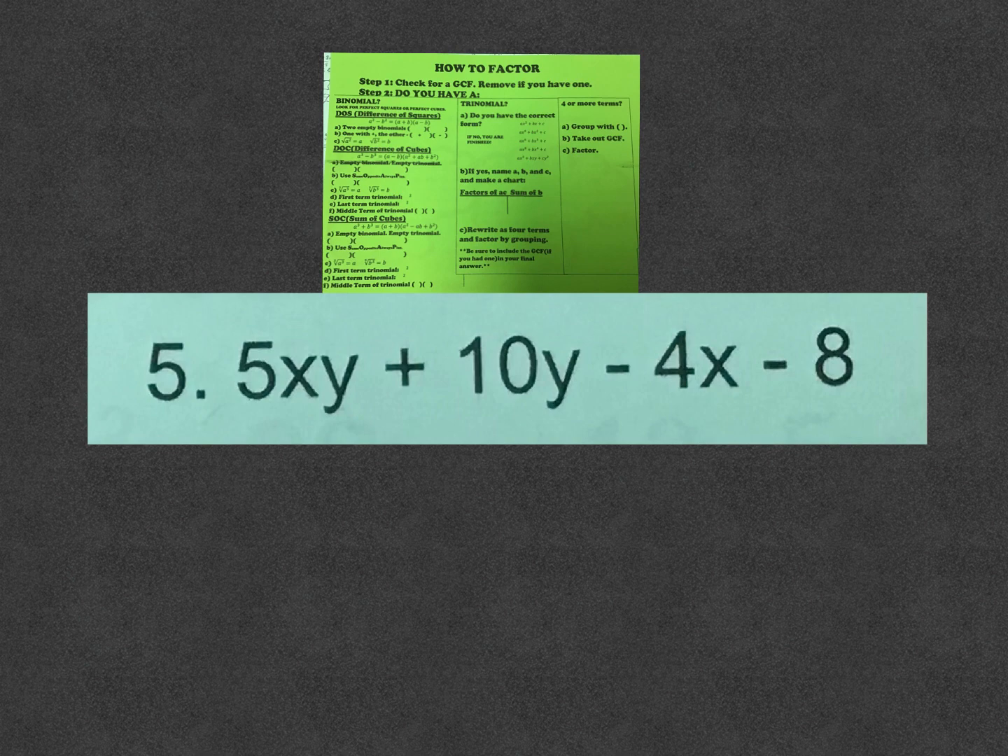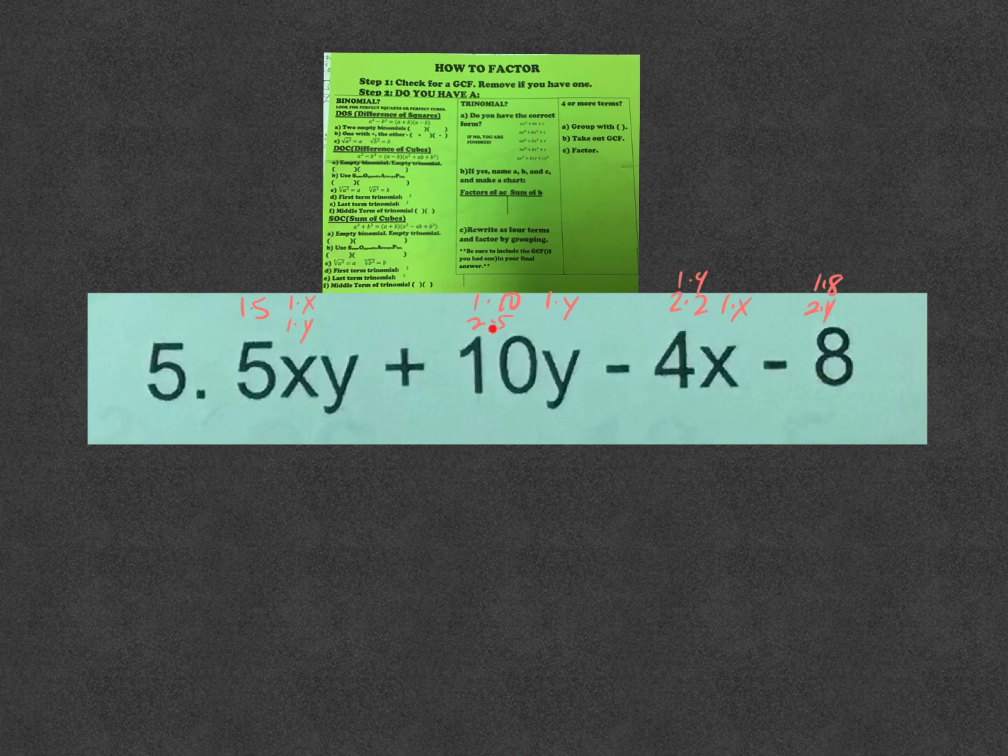Okay. When I look at this, the first thing I ask myself: do I have a common factor all the way across? And I'll prove to you, 1 times 5, 1 times x, 1 times y, 1 times 10, 2 times 5, 1 times y, 2 times 2, 1 times 4, 1 times x, 1 times 8, 2 times 4. So as I look, they all have 1.